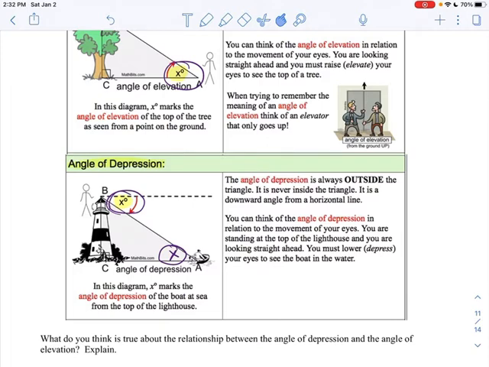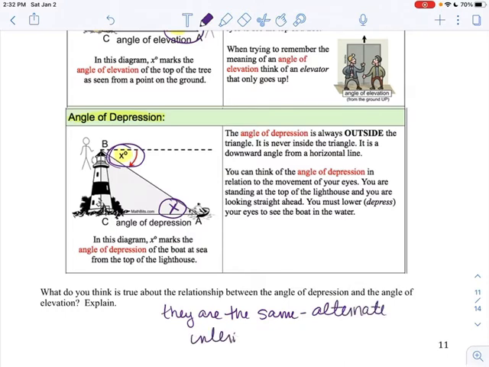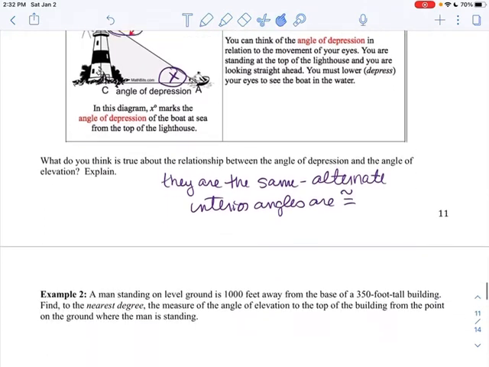All right. So that sort of answered our next question. What do you think is true about the relationship between angle of depression and angle of elevation? They are the same. They are the same because alternate interior angles are congruent. So you should know the difference between them, but basically they're both just going in the bottom corner of the triangle. So I got 3 problems that we're going to try with that.